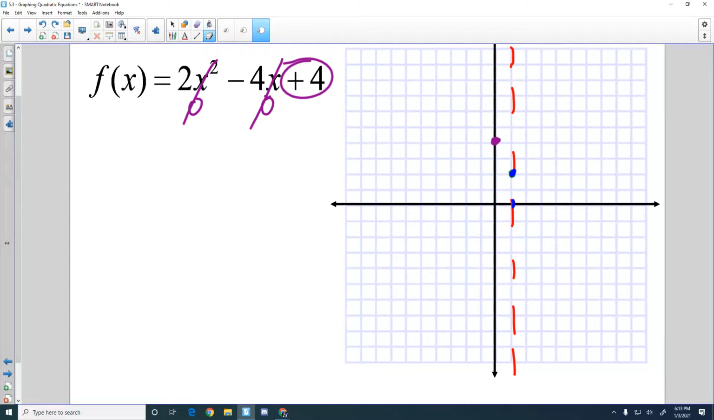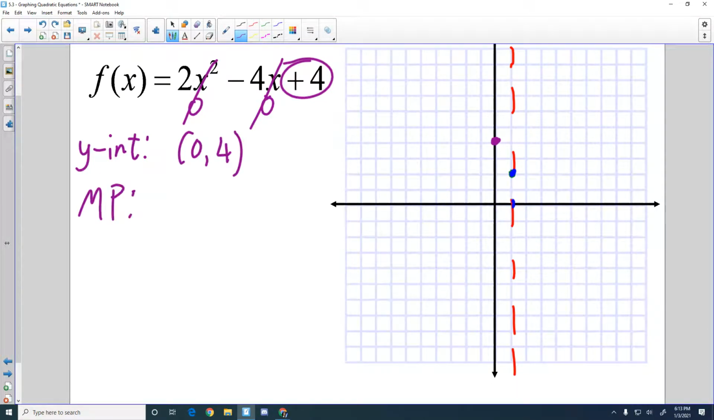All right, so I've got another point on my graph. And don't forget, along with that y-intercept, the y-intercept was at the point 0, 4, I've got my mirror point, right? If I reflect that over the axis of symmetry, I get another point right there at 2, 4.